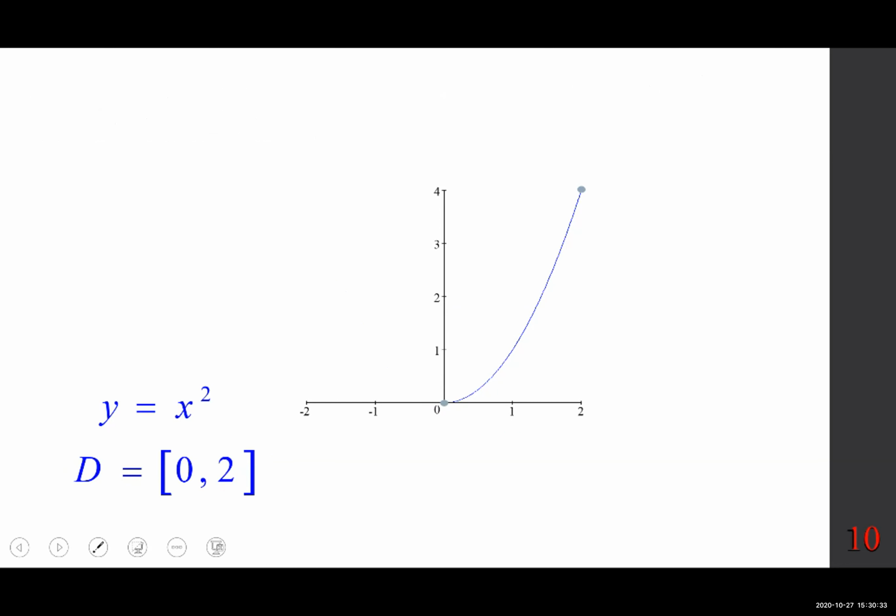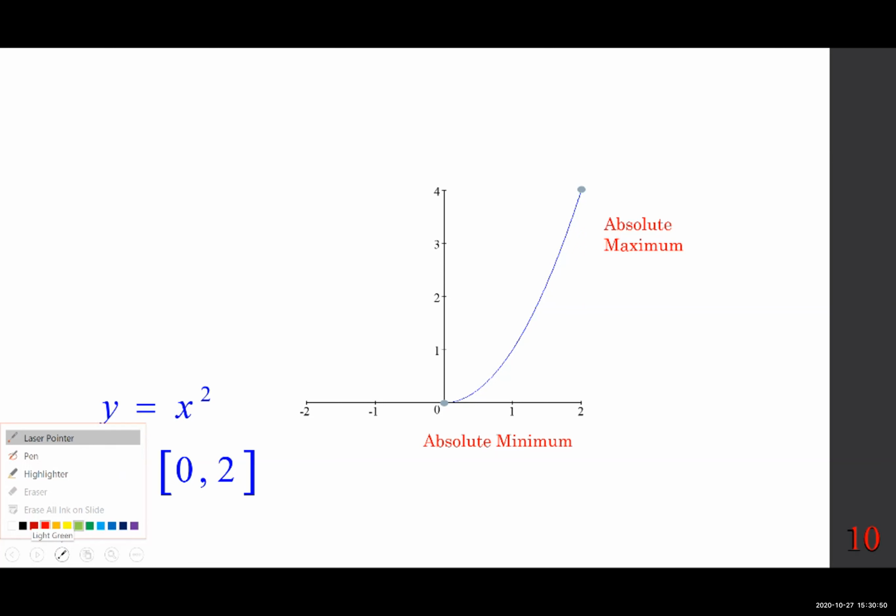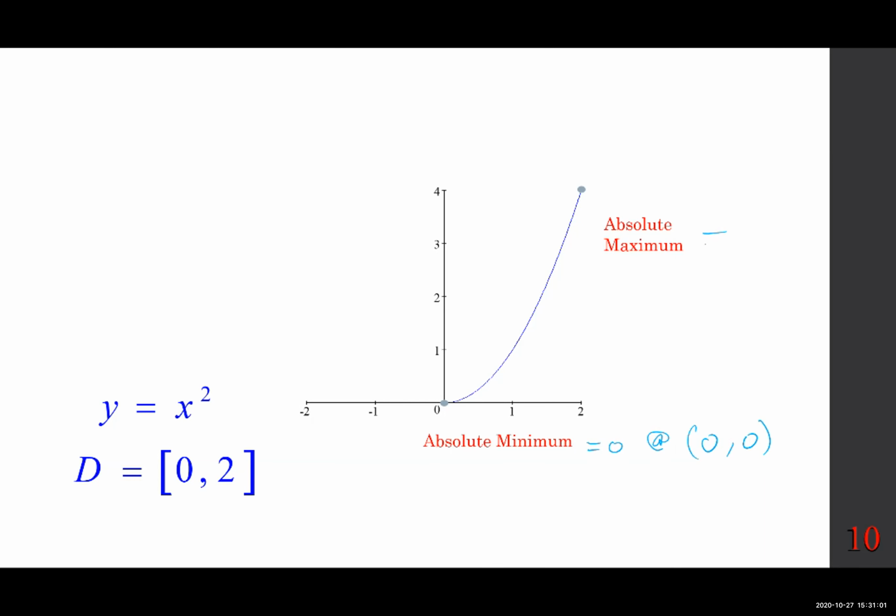Let's change this to a closed interval. We have the absolute min, we have the absolute max. And I want to do the writing here. I want to make sure everybody understands what's going on. So let me add a couple of things here. Absolute min equals 0 at, sometimes they say just x equals 0 or at 0, 0. Absolute max equals 4 at 2, comma 4. Okay. Now, do we have a local max, local min? No.